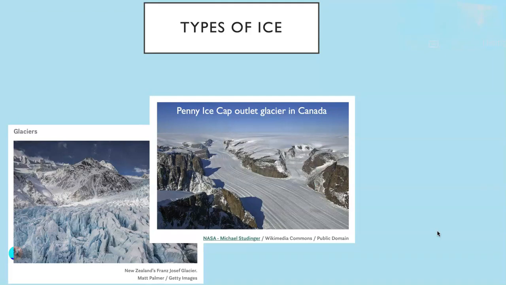Okay, so let's start with glaciers. So glaciers are fields of ice that are on land. And that right there is something that many people are not clear on. Some people think that when they see icebergs floating, or pictures of icebergs, that those are glaciers. But no, those are icebergs.